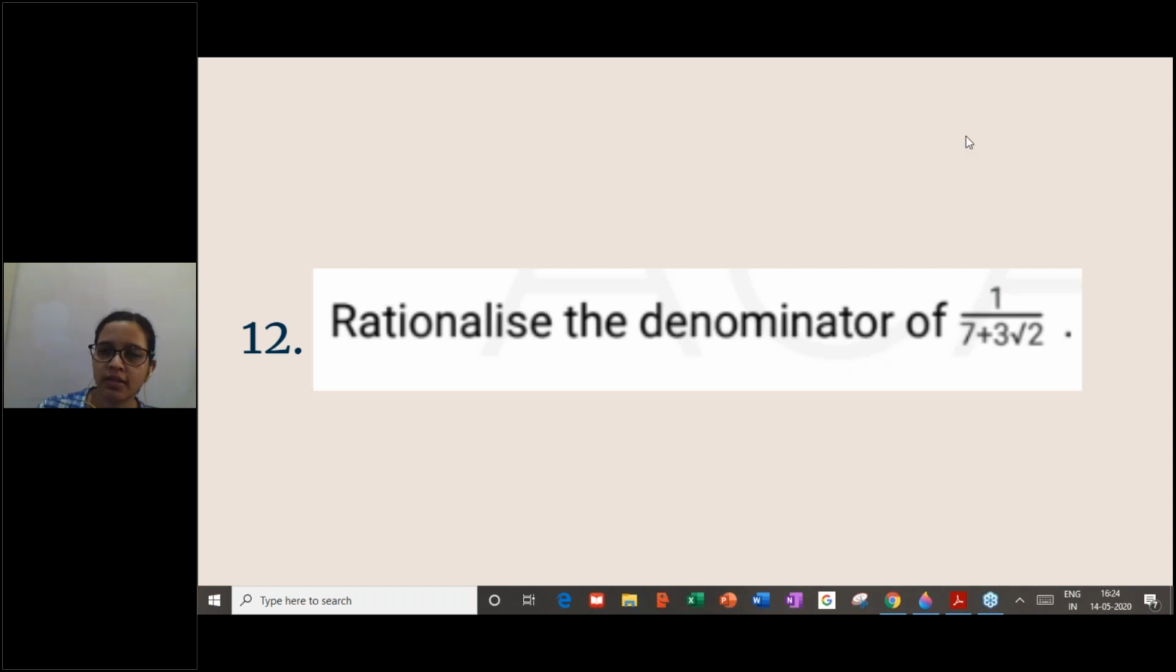So consider this example. This is 1 by 7 plus 3 root 2, right? So this is the a plus b part. When you multiply it with the a minus b part, you will get a square minus b square, in the hopes of simplifying this. So now just try. If you still do not get it, I'll show you the answer.